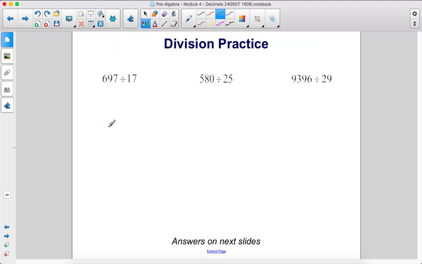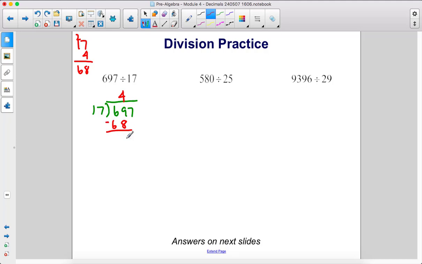697 divided by 17. Okay, so 17 goes into 697. Does 17 go into 6? No. Does 17 go into 69? Yes, it does. How many times does it go in? What's 17 times 4? We get 68. Perfect. Okay, so we'll put a 4 here. 4 times 17, as we just figured out, is 68.